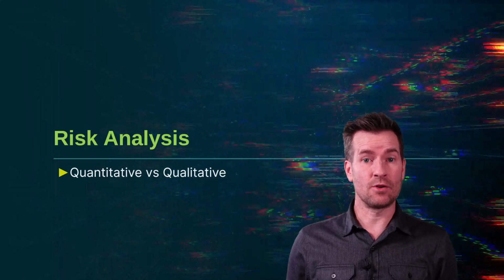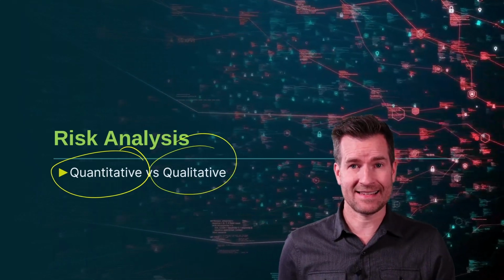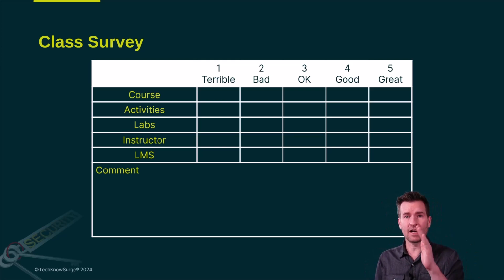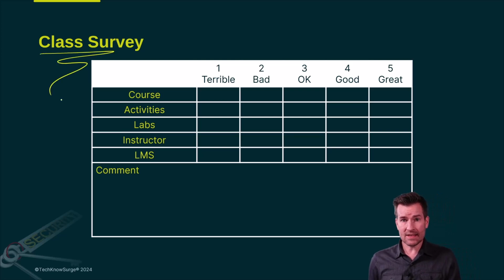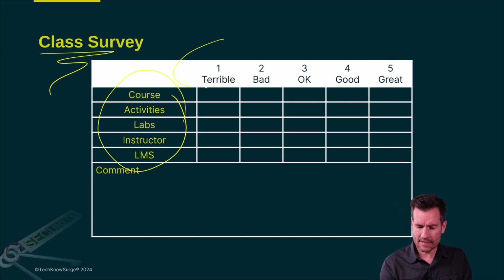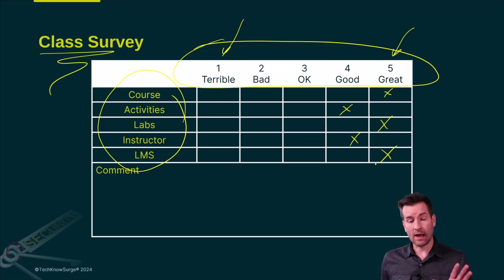Risk analysis could take two different forms: quantitative risk analysis or qualitative risk analysis. Let's take a look at the difference between quantitative data and qualitative data from a different context. Let's say I've just delivered a class and I want to see how effective that class was. So I'm going to ask all the students to fill out a class survey. In this survey, I have several categories that they rate on a scale from 1 to 5, 1 being terrible to 5 being great, however they feel at how well it went.